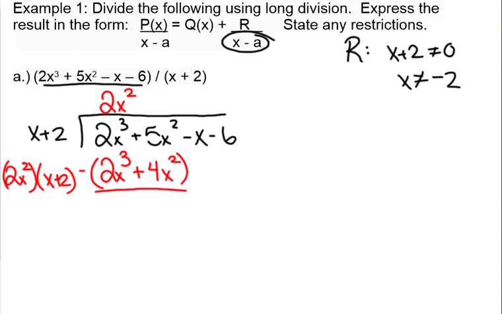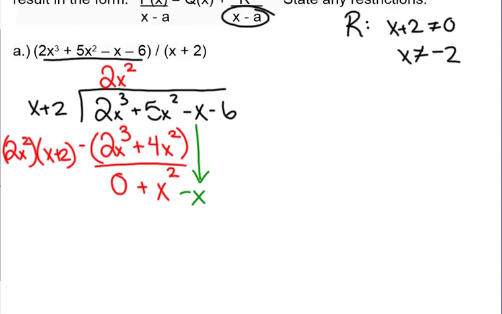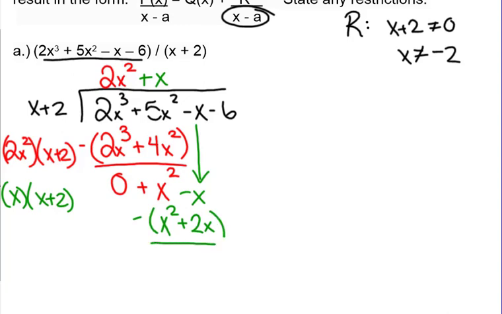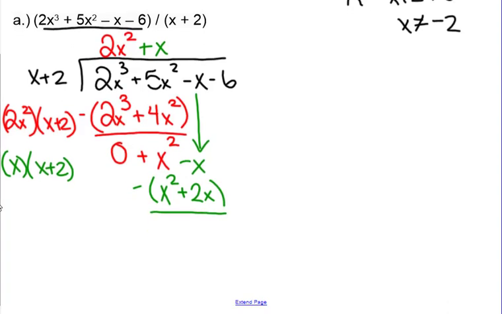So 2x cubed subtract 2x cubed is 0. 5x squared subtract 4x squared is positive x squared. All right, we're going to bring down our next term, which is a negative x. So x times what gives us x squared? That is positive x. So x times x plus 2 is x squared plus 2x. We're going to subtract that. And we end up with, well, x squared subtract x squared is 0. Negative x subtract 2x is negative 3x.